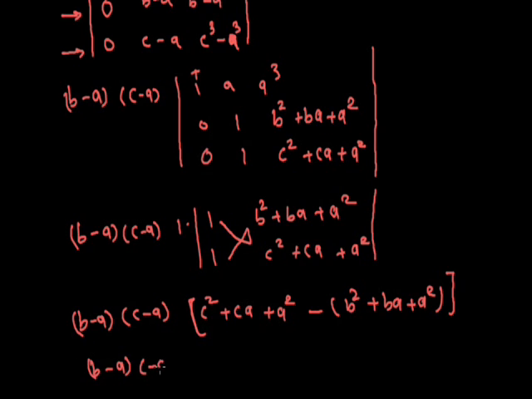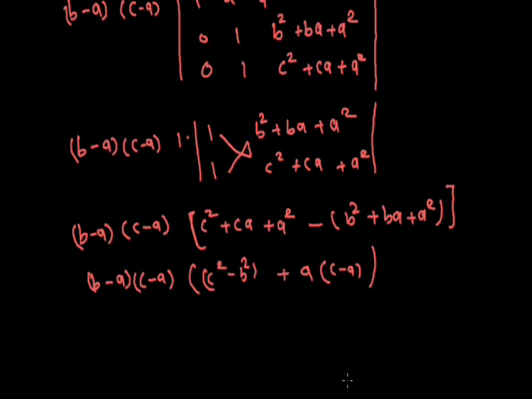B minus A, C minus A, C square minus B square and CA minus BA. A is taken common. Now it is C minus A. Now the B minus A, C minus A. Now C square minus B square is (C minus B)(C plus B), and CA minus BA has the common factor A. So we can take the common C minus B. Now the remaining is C plus B plus A.